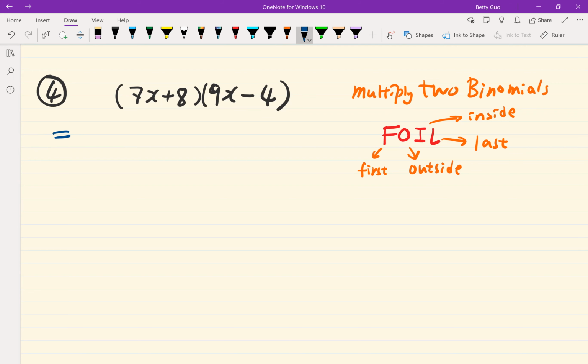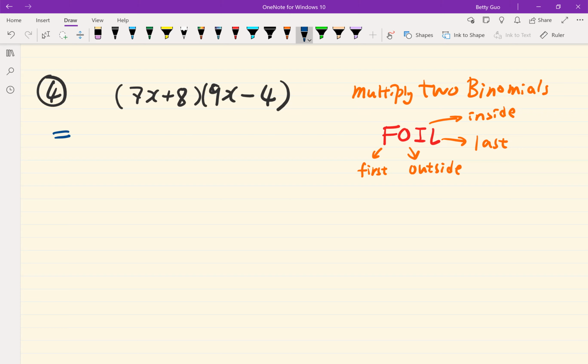We are multiplying two binomials, right? In the first parenthesis, you have two terms, correct? In the second parenthesis, you also have two terms. So in total, how many terms do you have? 4, yeah. First means 7x and 9x in this case, because 7x is the first term in the first parenthesis, and 9x is the first term in the second parenthesis. So that is the first.